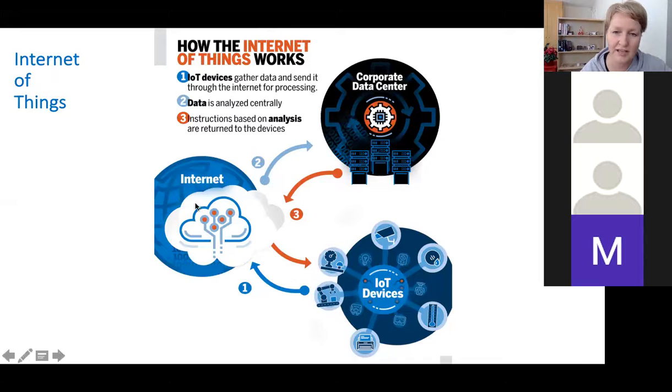So the Internet of Things is we collect the data at our devices, which is our X chips, via internet to the server. And then when we call on it on our dashboard, it comes back to us also via the internet.